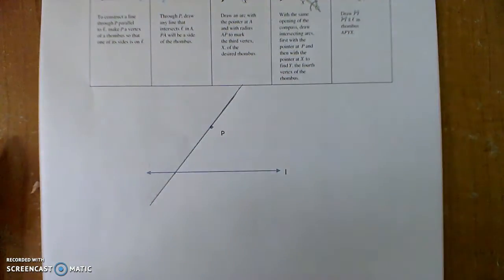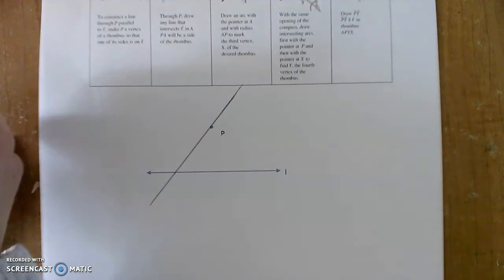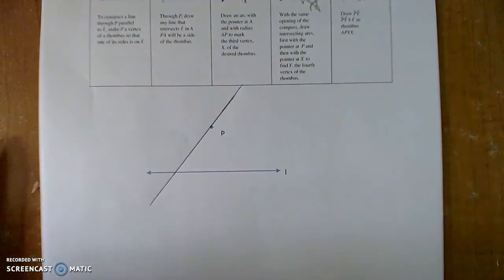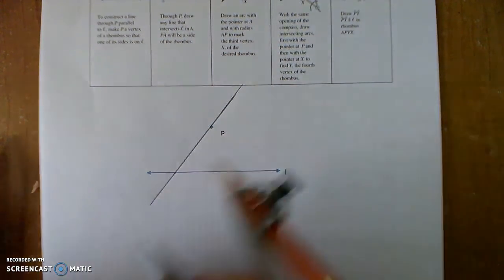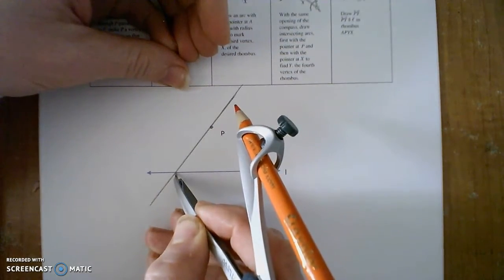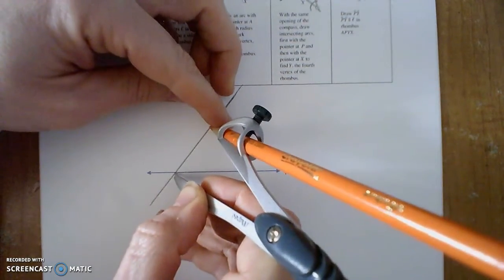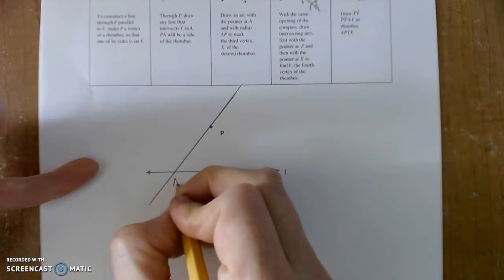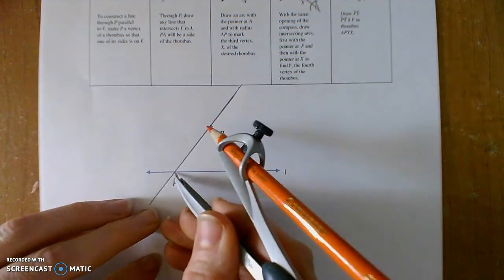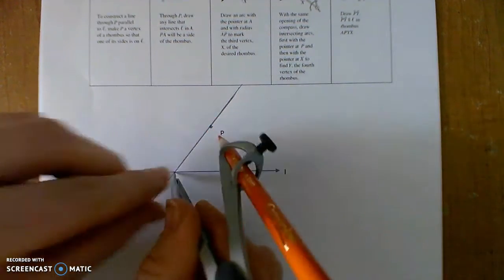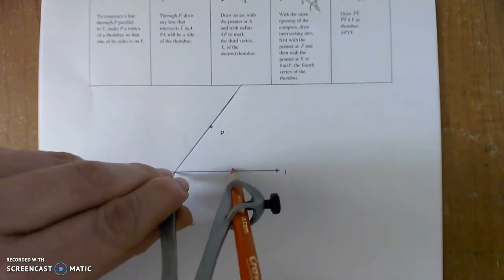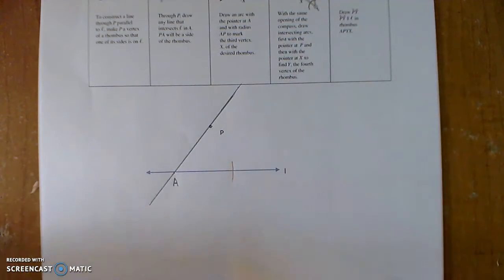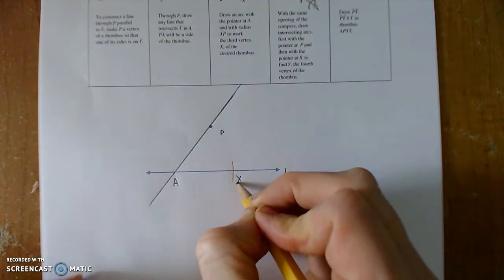So what I need to do is measure that distance and copy it over to all the other vertices. So I'll take my compass and use it to measure the distance from, and I'll call this point here A, from A to P. And I'll copy that distance over onto the line by drawing an arc. Okay, that'll give me a new intersection point. You can call that X if you like.